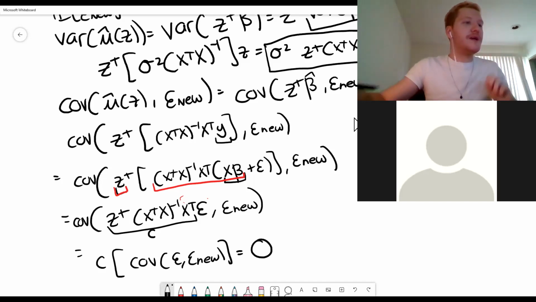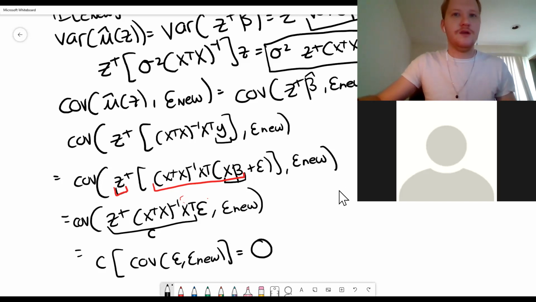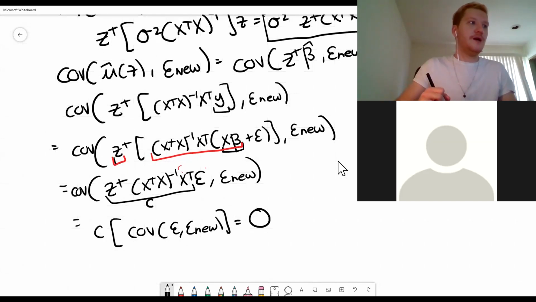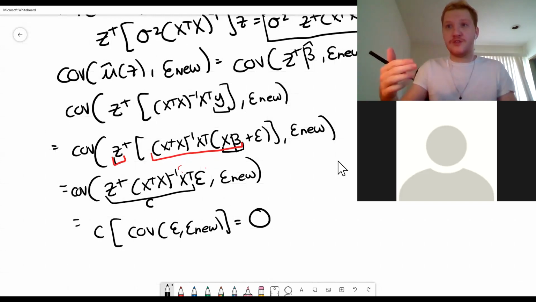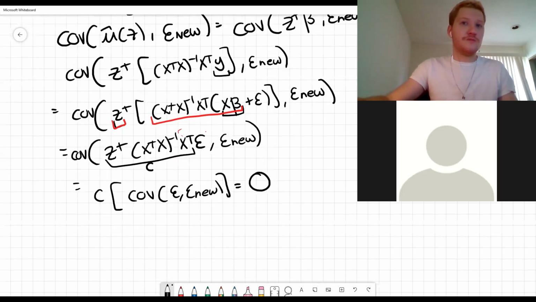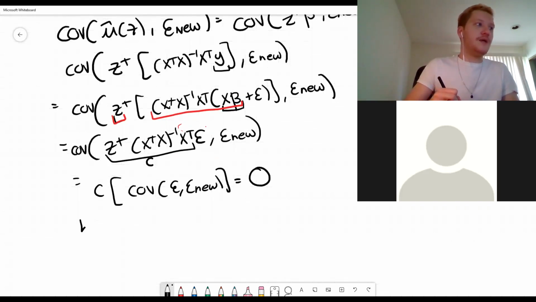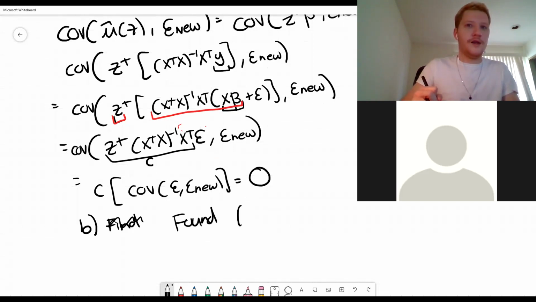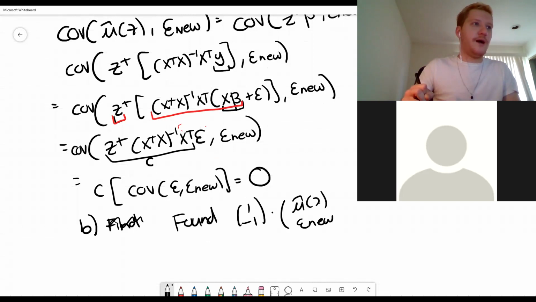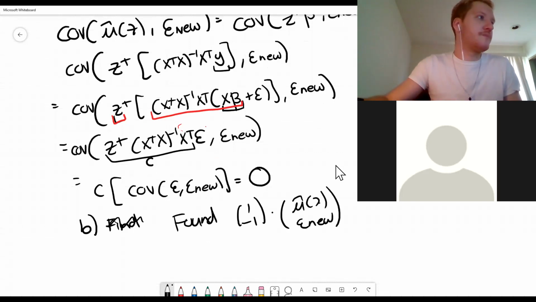And then for B, I won't do it, but it's pretty easy because it's just the subtraction. Now that you found this joint distribution, you just do 1 times -1 times z and epsilon nu. I won't be doing that, but obviously you can do that pretty quickly.